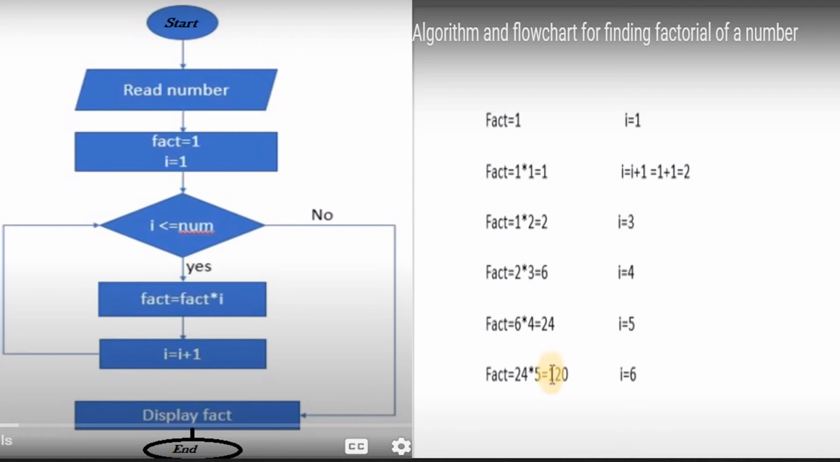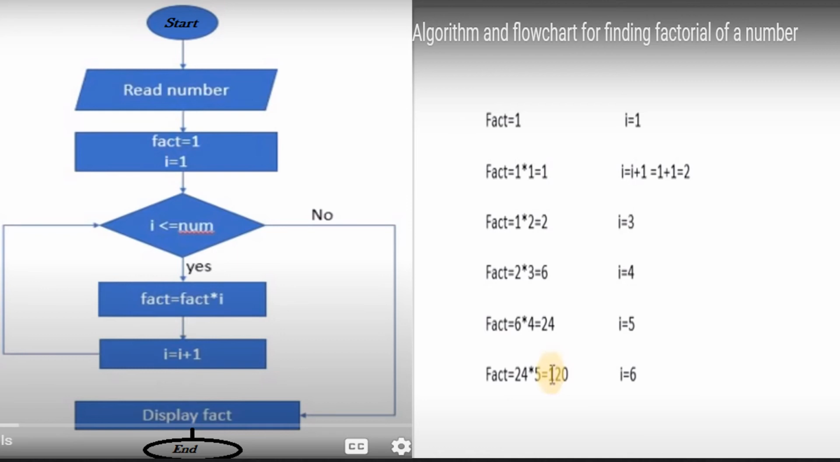So next, I check the condition I is less than or equal to num. If the condition is true, then it will go further and multiply factorial equal to factorial multiplied by I, and next increment the I with 1, and after increasing the value it will go back to the condition and check the condition again. Now I will become 2, it will check 2 is less than or equal to 5, the condition becomes true and will go further and again multiply the factorial and will again add 1 to the value of I.